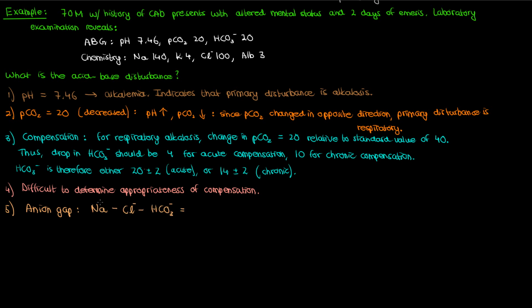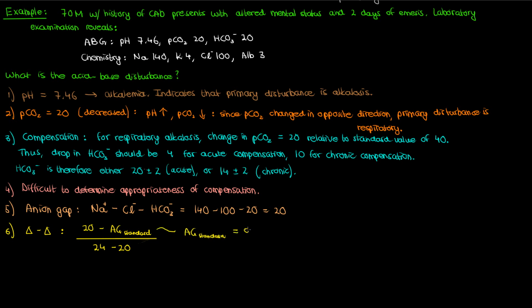calculate the anion gap. In this case, the anion gap is the sodium minus the chloride minus the bicarb, so 140 minus 100 minus 20, which should give you a gap of 20. And since you have an elevated anion gap, you've got to move to step 6, which is to find the delta-delta ratio. In this case, the change in anion gap would be 20 minus the standard anion gap for this patient, divided by 24 minus the patient's bicarb of 20.